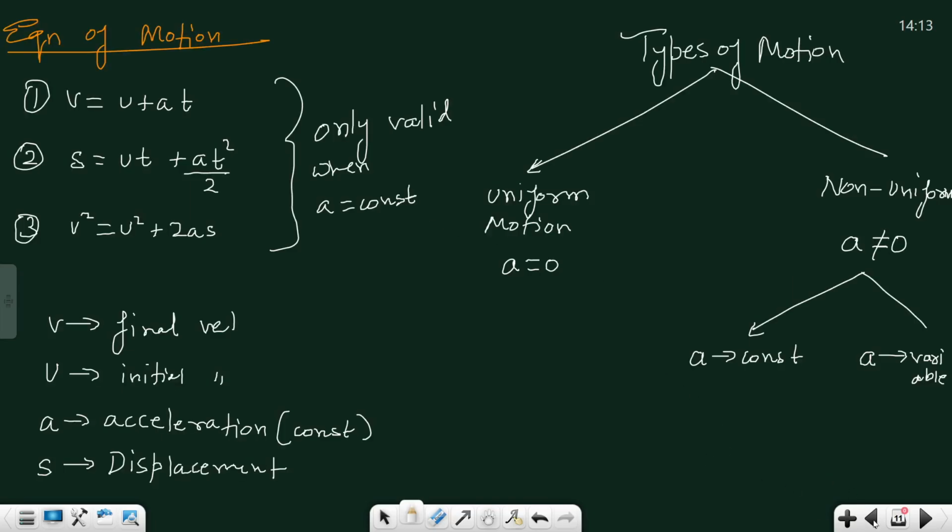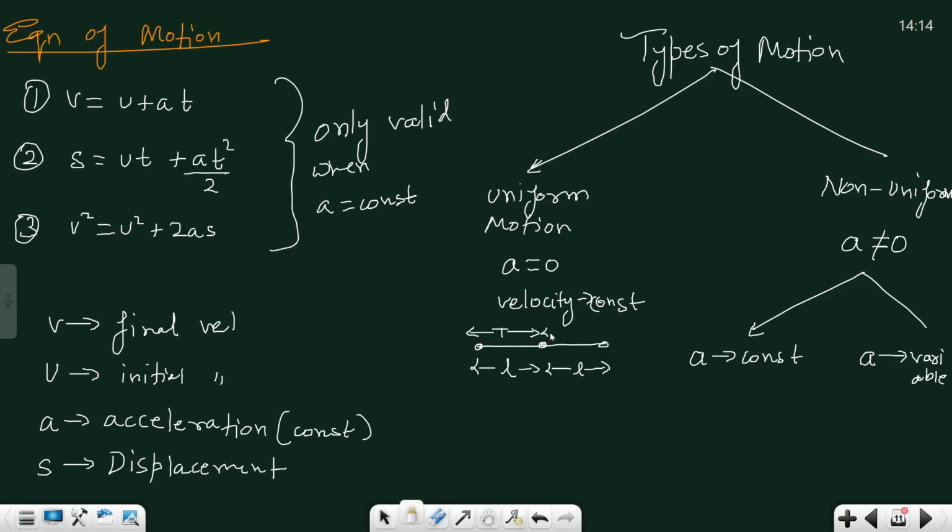Yes? Sir, in uniform motion, how is a equal to 0? Acceleration is 0. In uniform motion, velocity is constant. So it will cover equal length in equal intervals of time. That is why we call it uniform motion. Clear? That is only possible if velocity is constant.